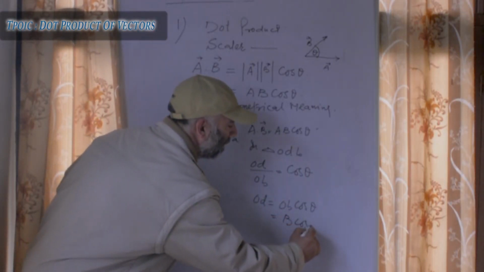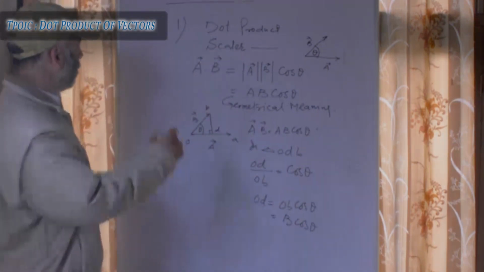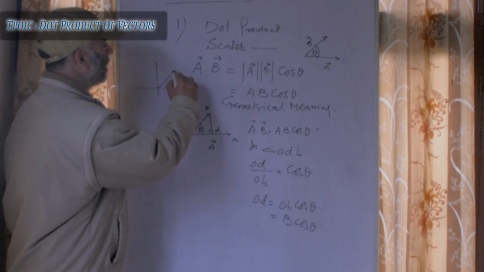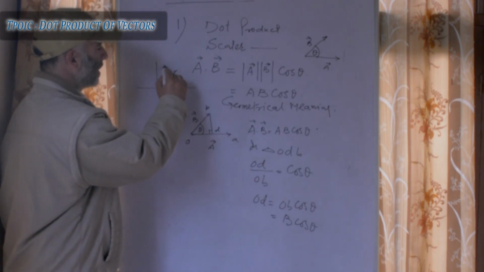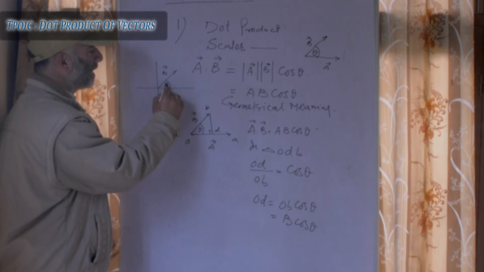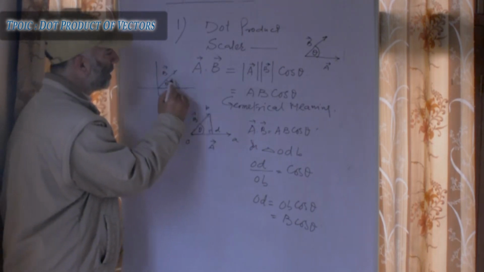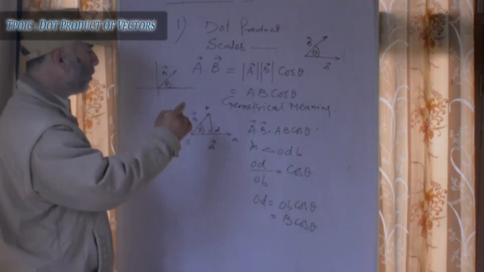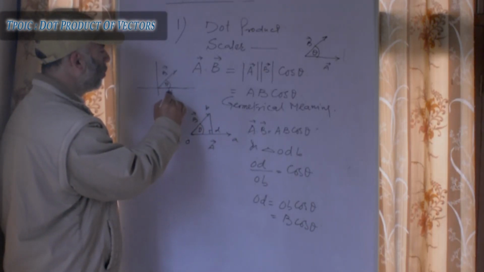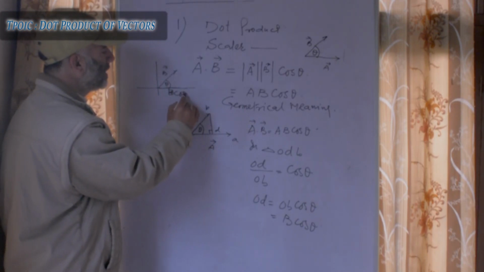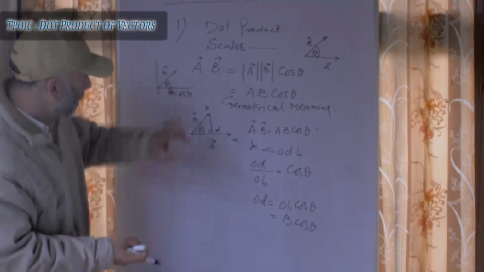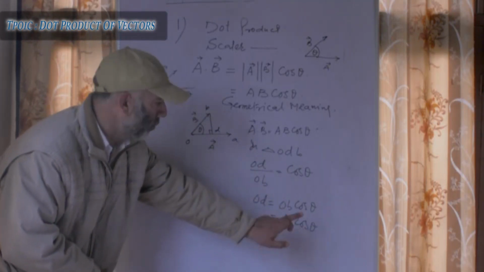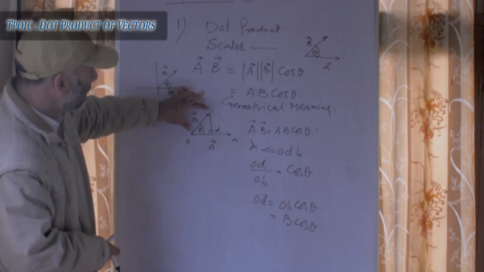Last time we talked about resolution of a vector: if this is vector B and this is angle theta, then in this direction there will be one component of vector B, known as the horizontal component, and that component is equal to B cos theta. So now OD is equal to B cos theta. What is B cos theta? It is the component of vector B in the direction of vector A.